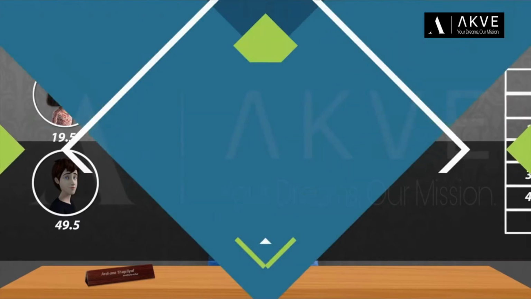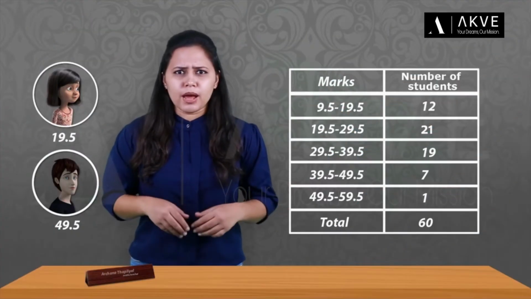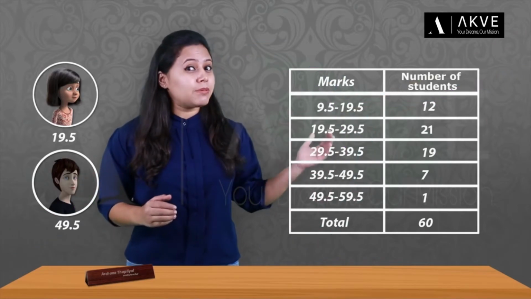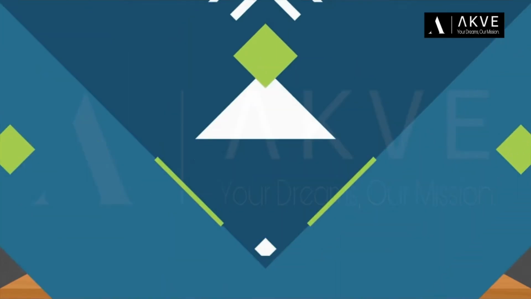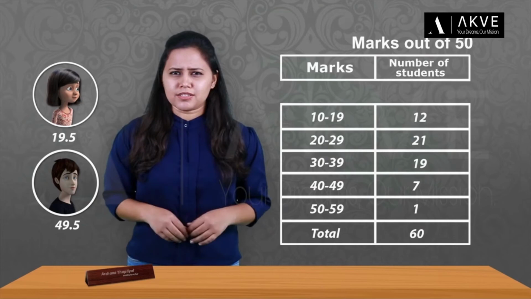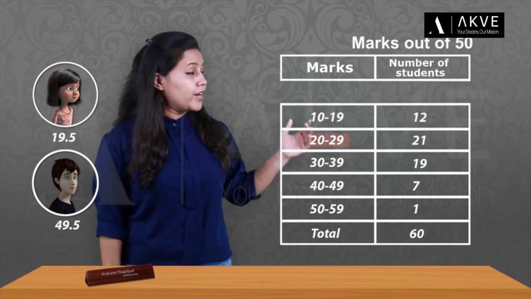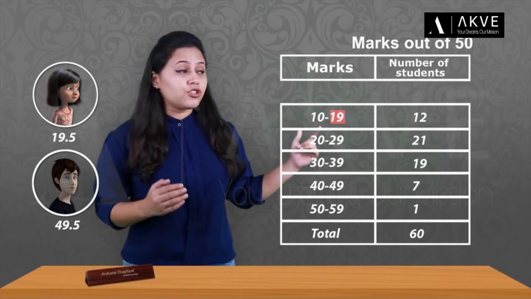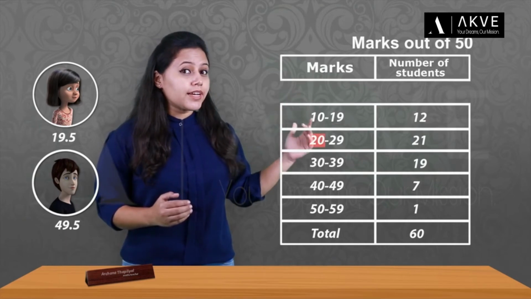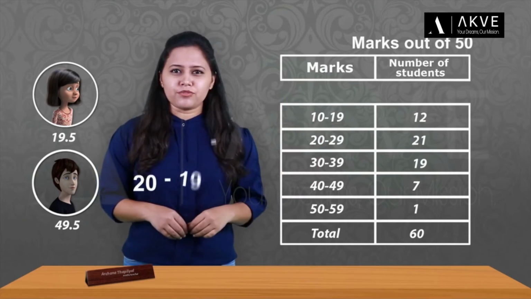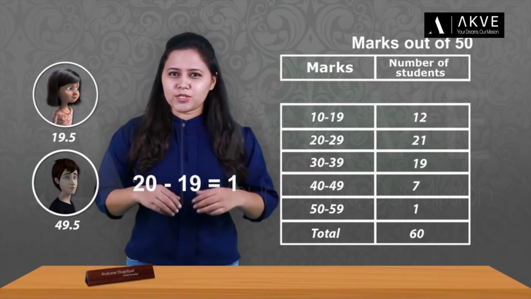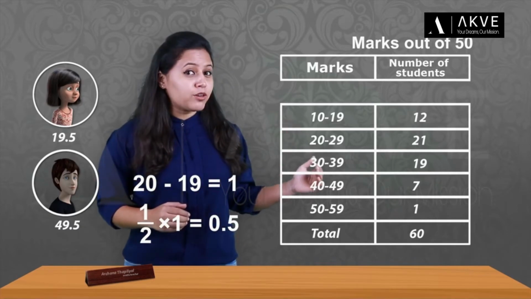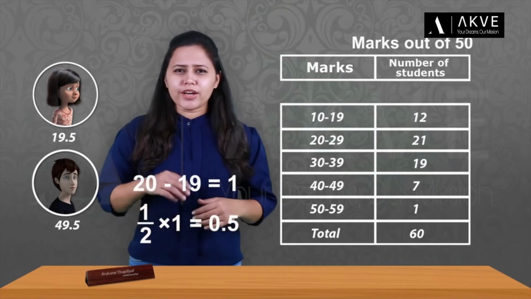This was easy, right? But you must be wondering what just happened here. Is it some kind of magic? Obviously not. So let's check the principle behind this and see how it works. Consider any two consecutive classes, say 10 to 19 and 20 to 29. Now, take the upper limit of the first class, which is 19, and the lower limit of the next class, which is 20, and find their difference. So, 20 minus 19 is 1. Now, half the difference so obtained. Here we get 1 by 2, which is 0.5. Half of the work is done, guys.